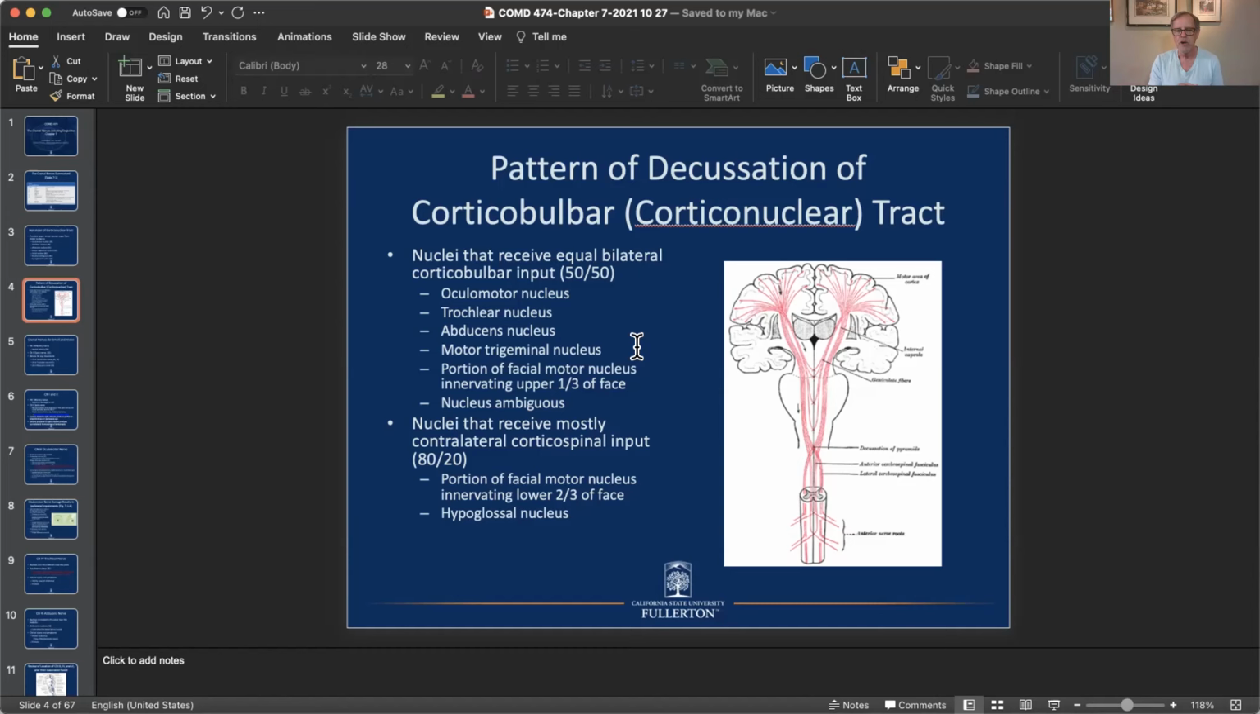You ask them to stick their tongue out, they're going to demonstrate a right tongue weakness. It will deviate to that side. And they'll have droopiness in the lower 2/3 on the right side of the face. Upper part's okay. So basically that's it in a nutshell.